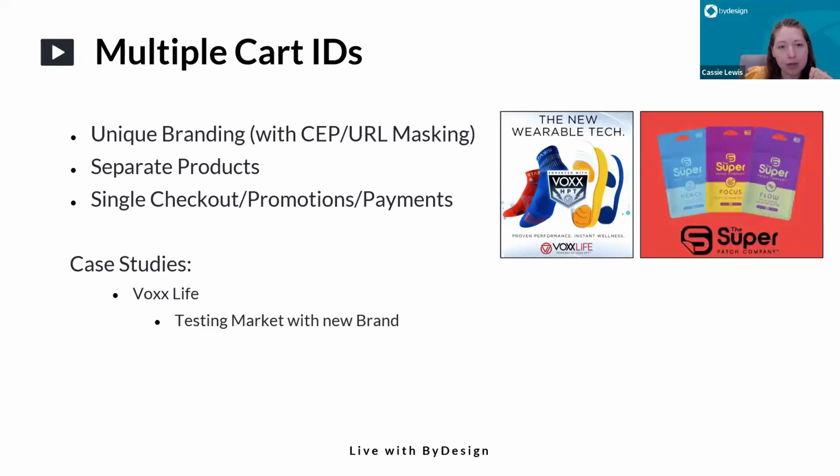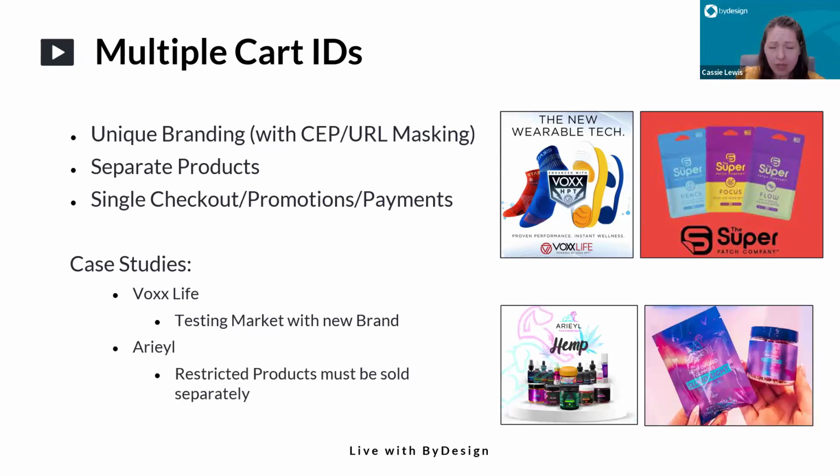But a couple of the different use cases or examples here. One is from our friends up in Canada at Vox Life. They actually did some A/B testing with this experience. They had a Vox cart and a Super Patch cart. They were able to compare the two and see which one led to better conversion metrics. And then they were able to see which one of those experiences customers preferred and then go with that as their primary cart.